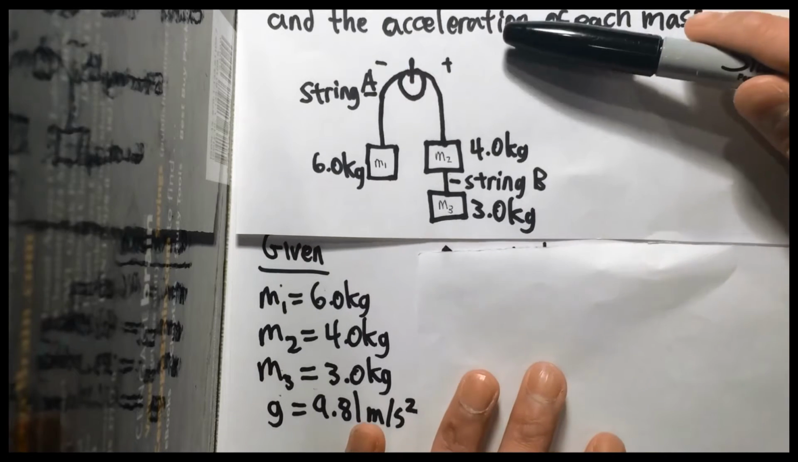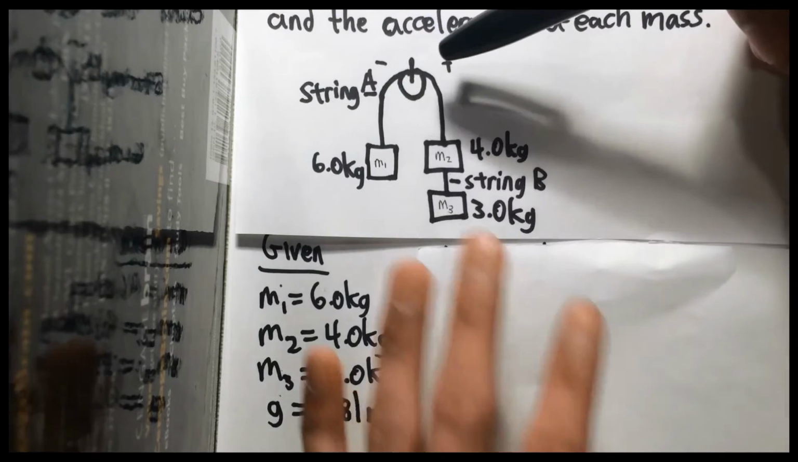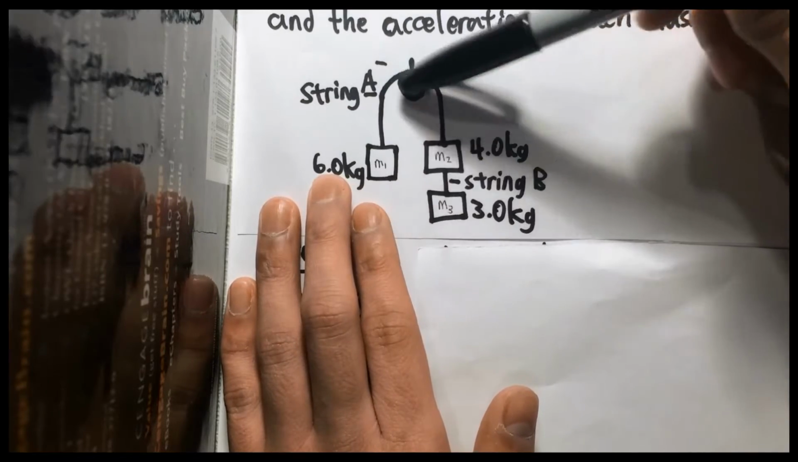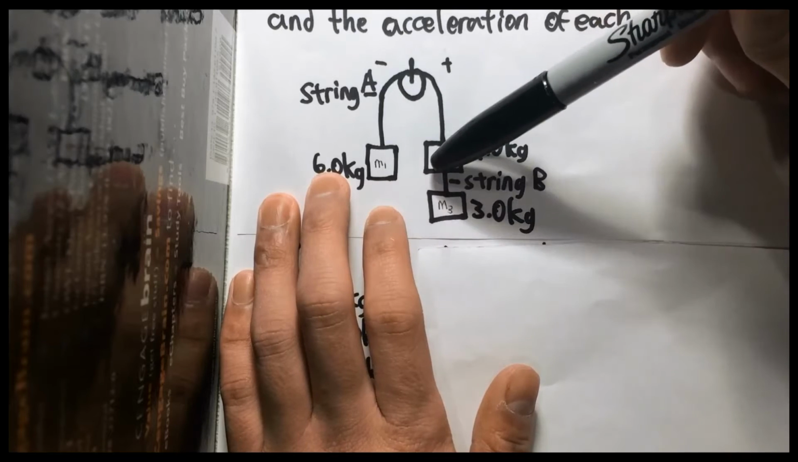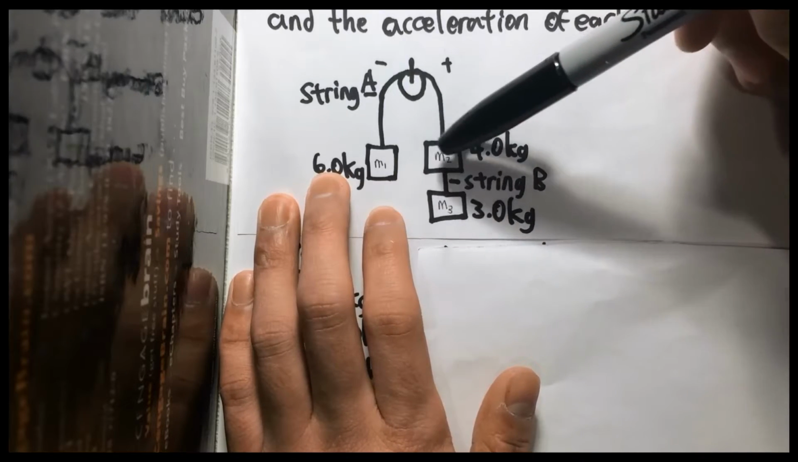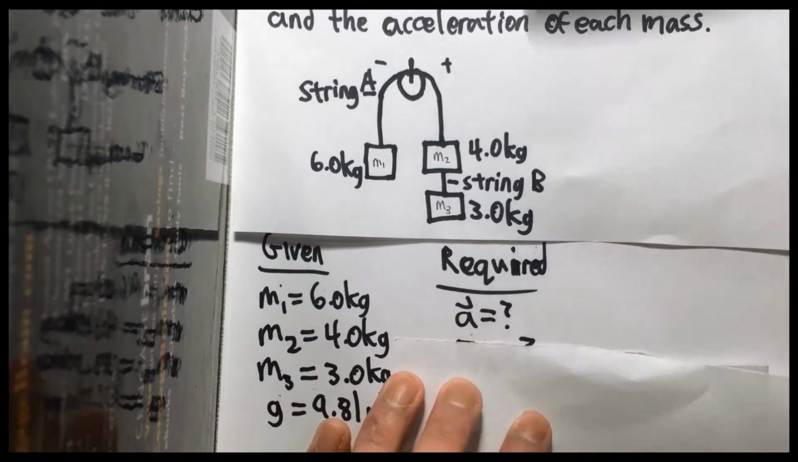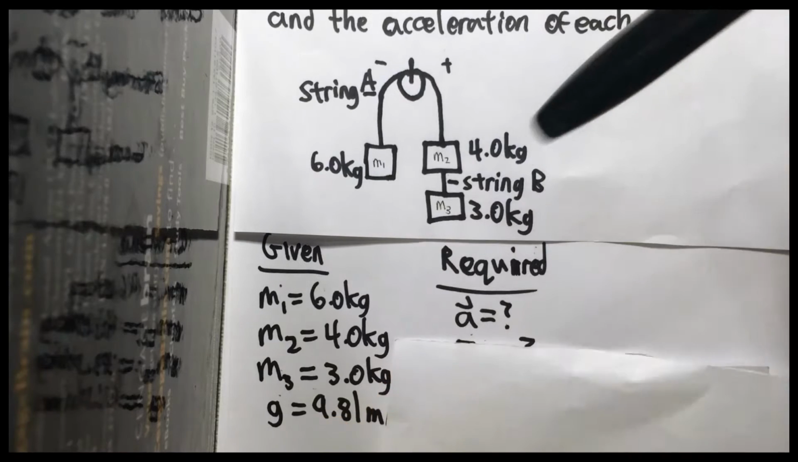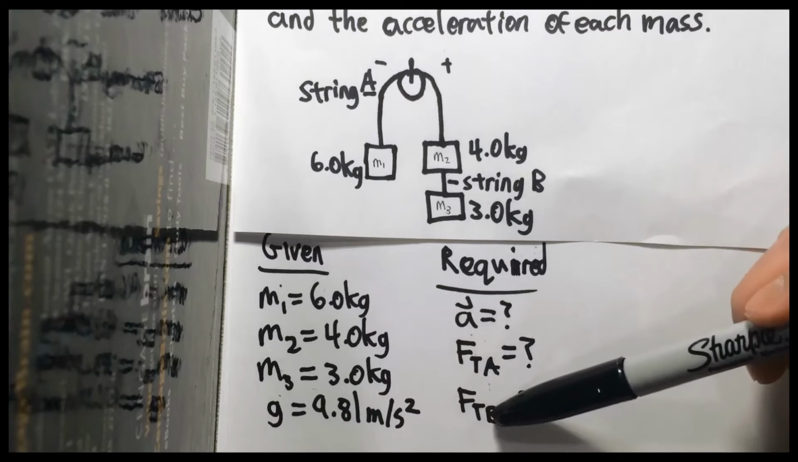Well, let's talk about acceleration for a bit. It's asking us for the acceleration of each mass, but we see here that the masses are all connected. So this means that all the acceleration values are going to be the same. So instead of A1, A2, A3, we're just going to have A. It's going to be the same for all of them. And so we're going to try to find A. And we have two strings for tension. That's string A and string B. So we'll have the force of tension in string A and the force of tension in string B.